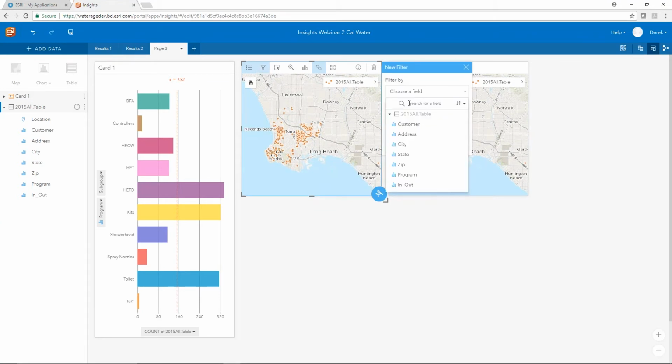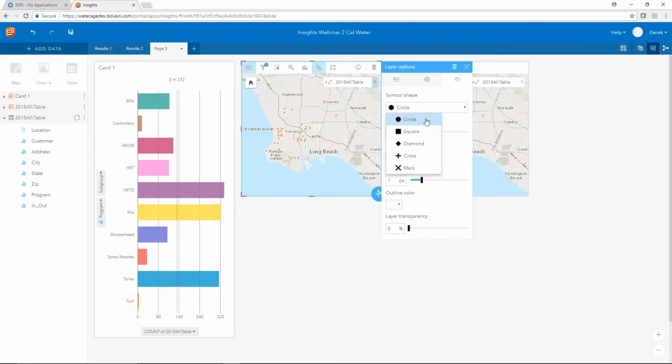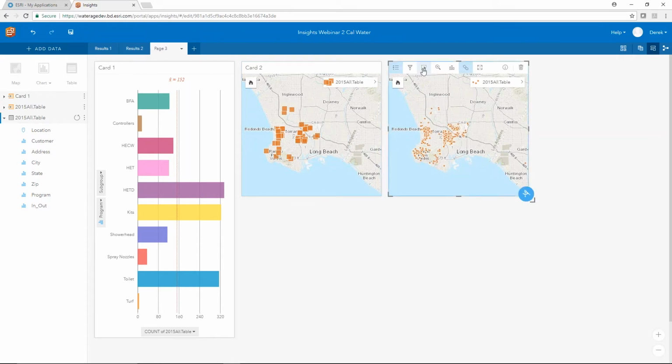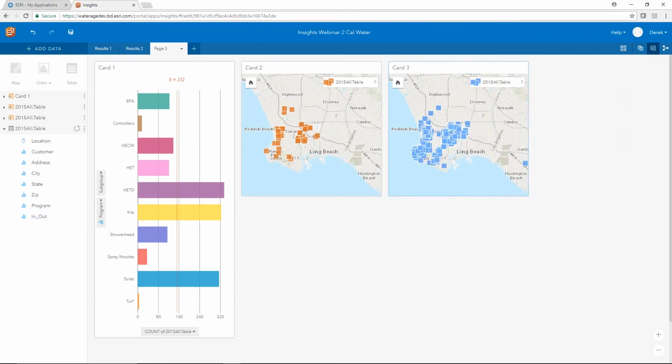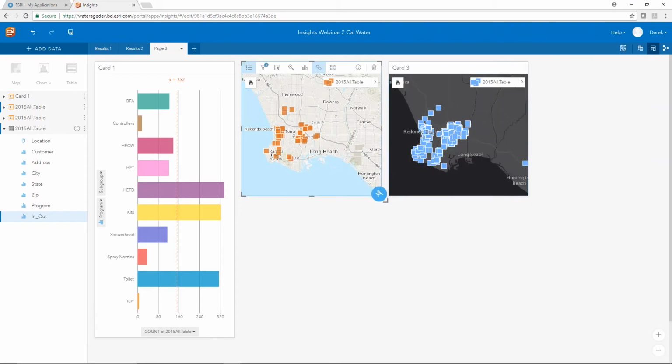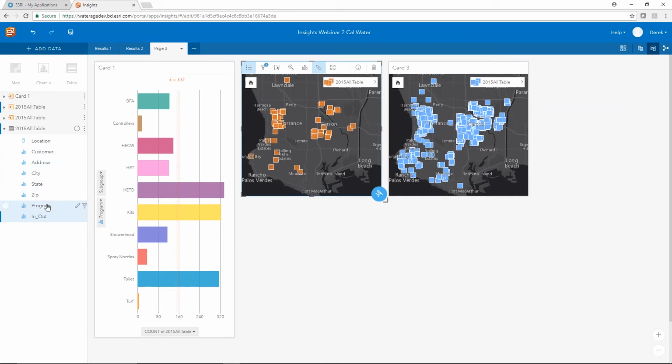By filtering, I'm going to look at only the outdoor programs on this map, and let's change the symbology on that to make it stand out a little bit more. And on this map, we can look at only the indoor programs. We'll adjust this symbology as well. So we can see that there are a lot more people using the indoor programs than the outdoor programs.